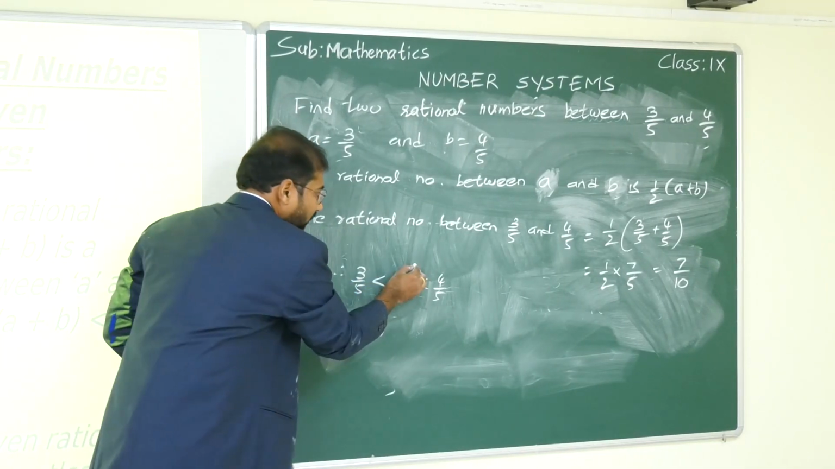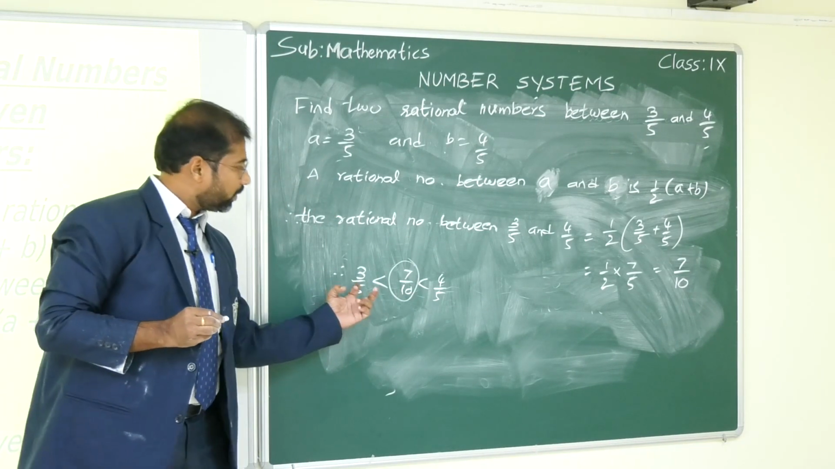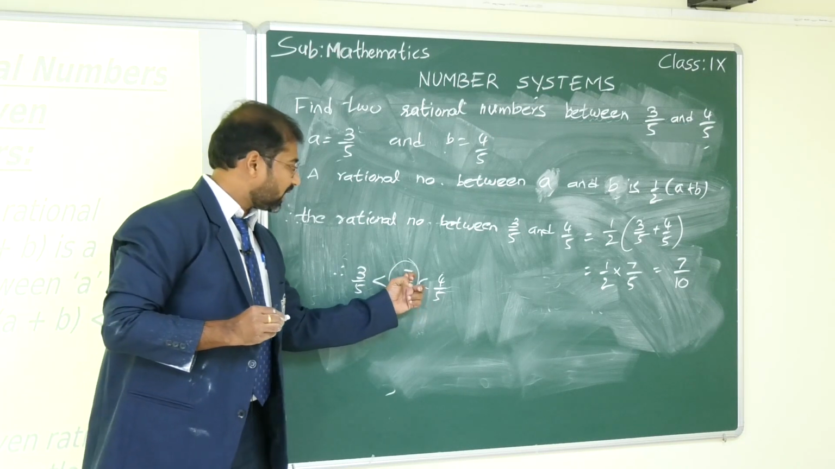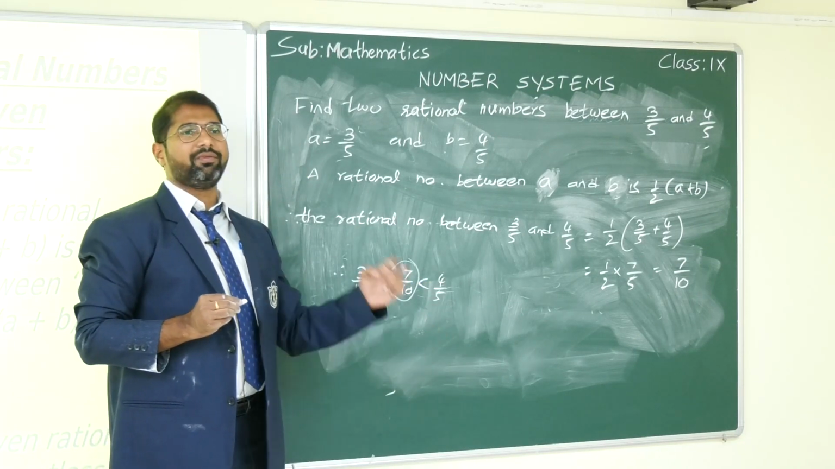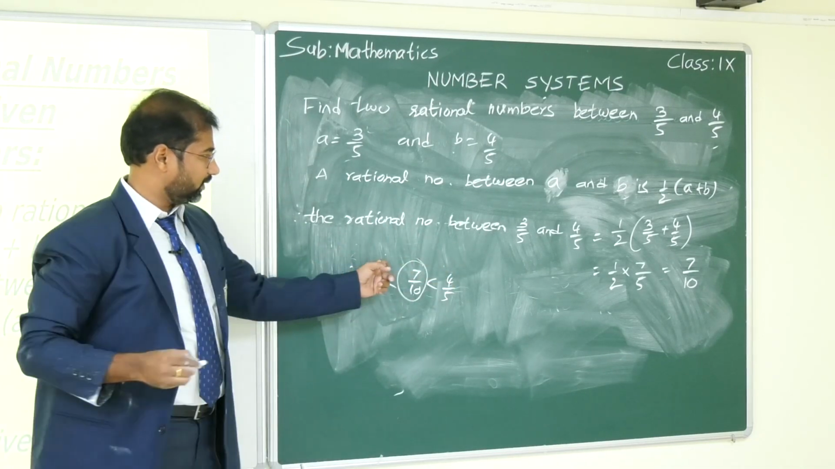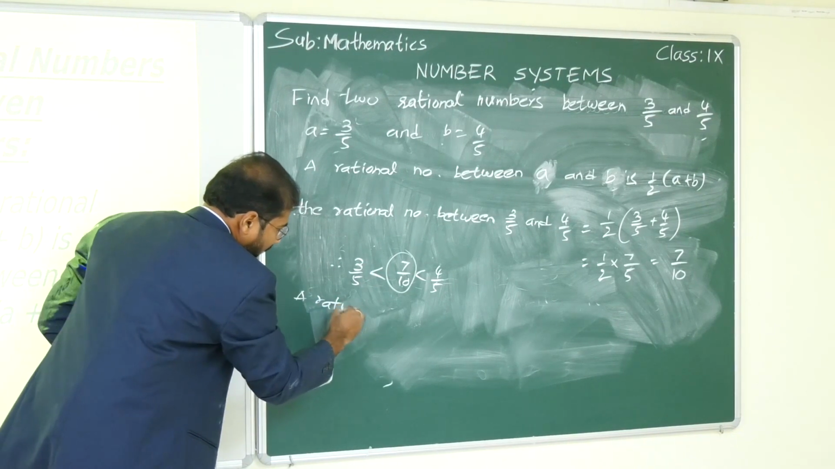So I have inserted one rational number. Now let us see how to insert a rational number between 3 by 5 and 7 by 10, or 7 by 10 and 4 by 5. I have two options now. Either I can insert here or here. Let us insert here.